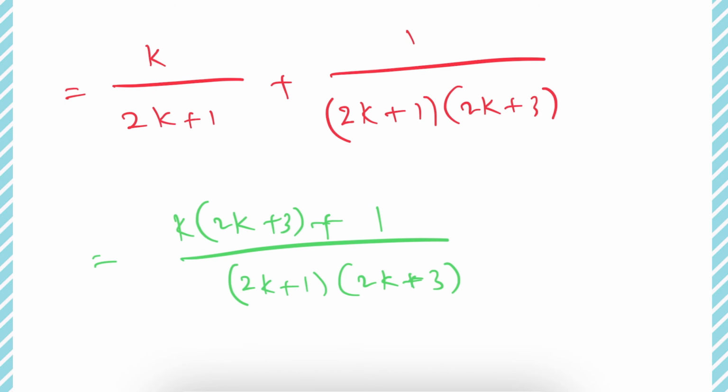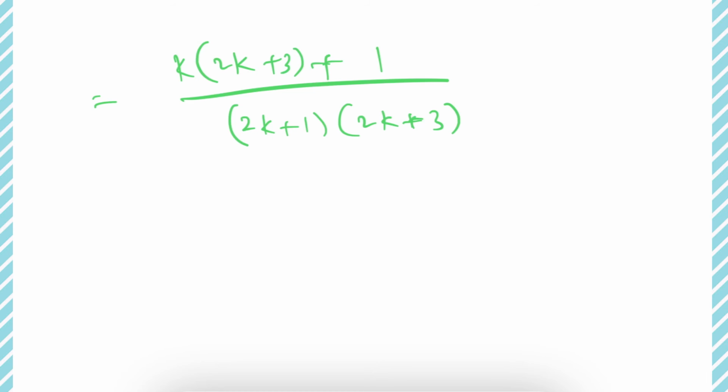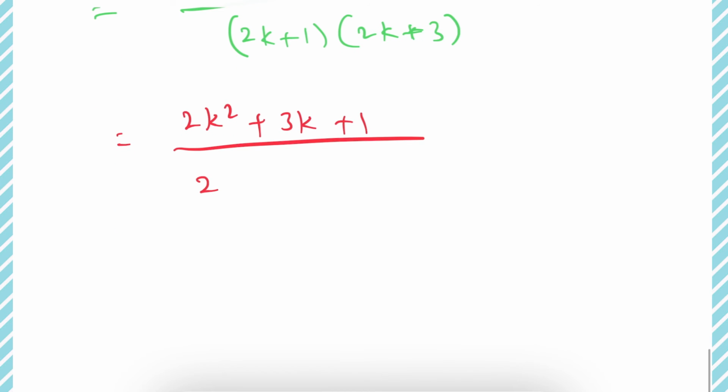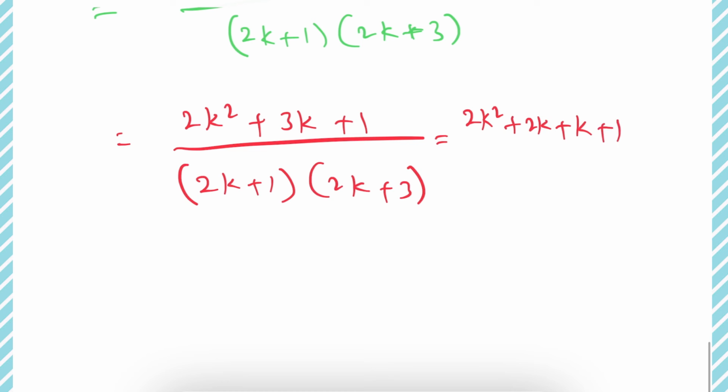Okay, now let us simplify this. k into 2k plus 3: k into 2k is 2k square, plus k into 3 is 3k, plus 1, whole divided by the denominator as usual, 2k plus 1 into 2k plus 3, which equals, now I will solve the numerator by splitting the middle term into two terms. 2k square plus 3k can be written as 2k square plus 2k plus k, plus 1, whole divided by 2k plus 1 into 2k plus 3.